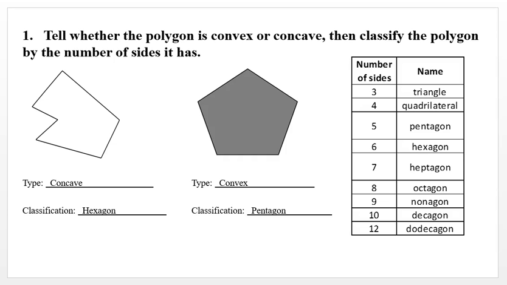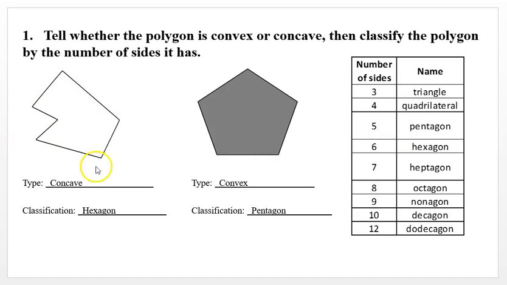Let's get started. On number one, I'm going to ask you to tell whether the polygon is concave or convex, then classify the polygon by the number of sides it has. This is what you're going to need to memorize. According to the number of sides: 3 sides is a triangle, 4 sides a quadrilateral, 5 a pentagon, and so on.